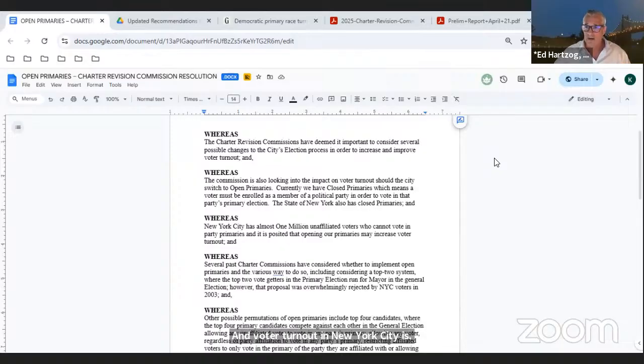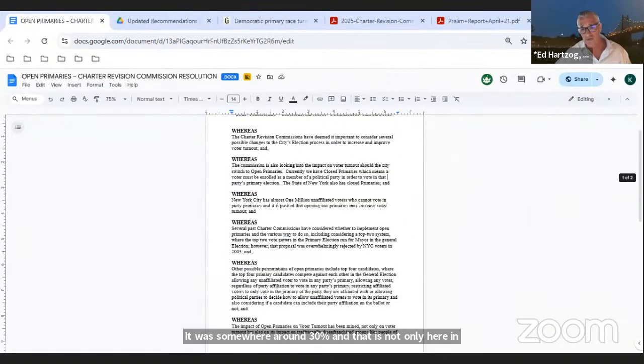And voter turnout in New York City is notoriously low. As the Gothamist article we have posted in the chat talks about today, it was somewhere around 30%. And that is not only here in the city, it is also statewide. I should also note that it is a closed primary system statewide as well. In addition to which, as I was alluding to before, with respect to the ranked choice voting, which we just implemented, we had our first election 4 years ago, and we just had our second one this time around.